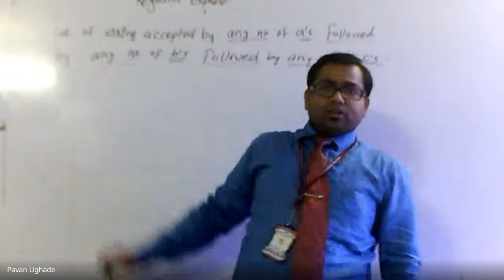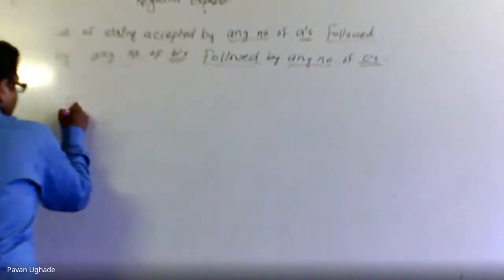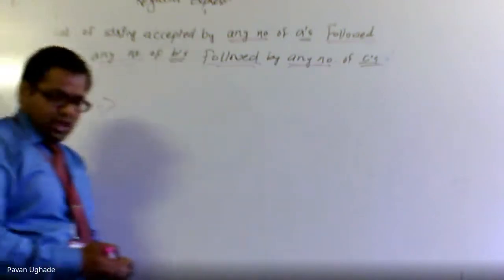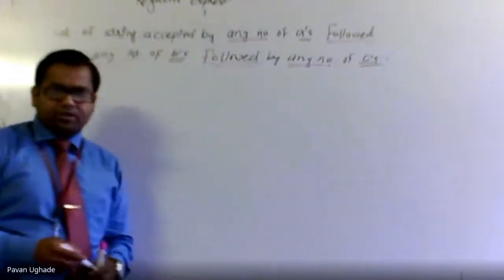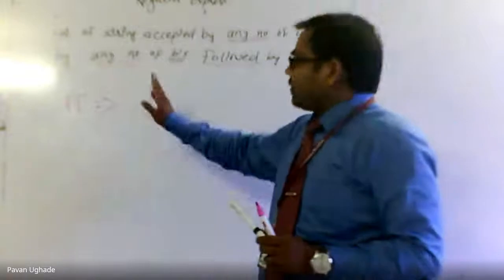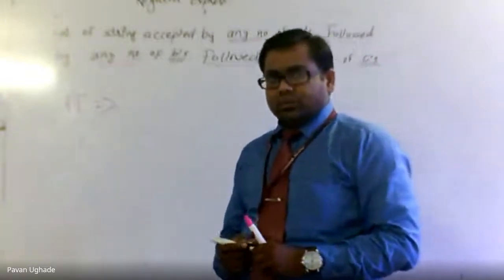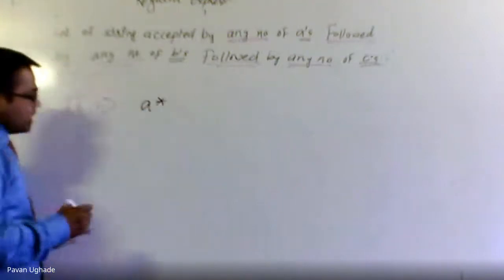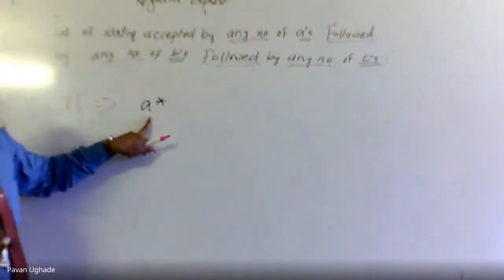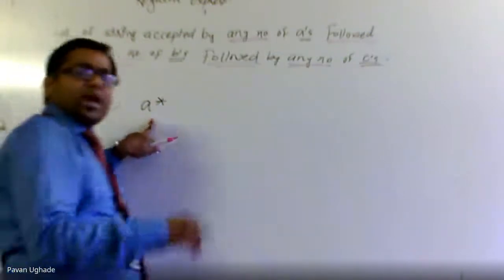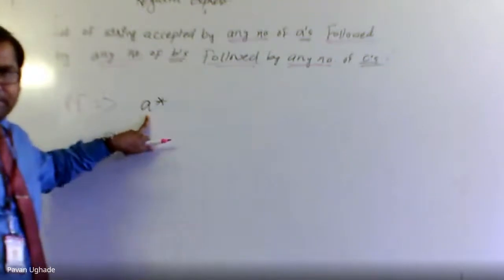So here you have to write the regular expression. Set of strings accepted by any number of A's. How will you represent any number of A's? Tell me first. Good, it is A star. Any number of A's: no A, 1 A, 2 A's, 3 A's, 4 A's, any number of A's will be represented by this.